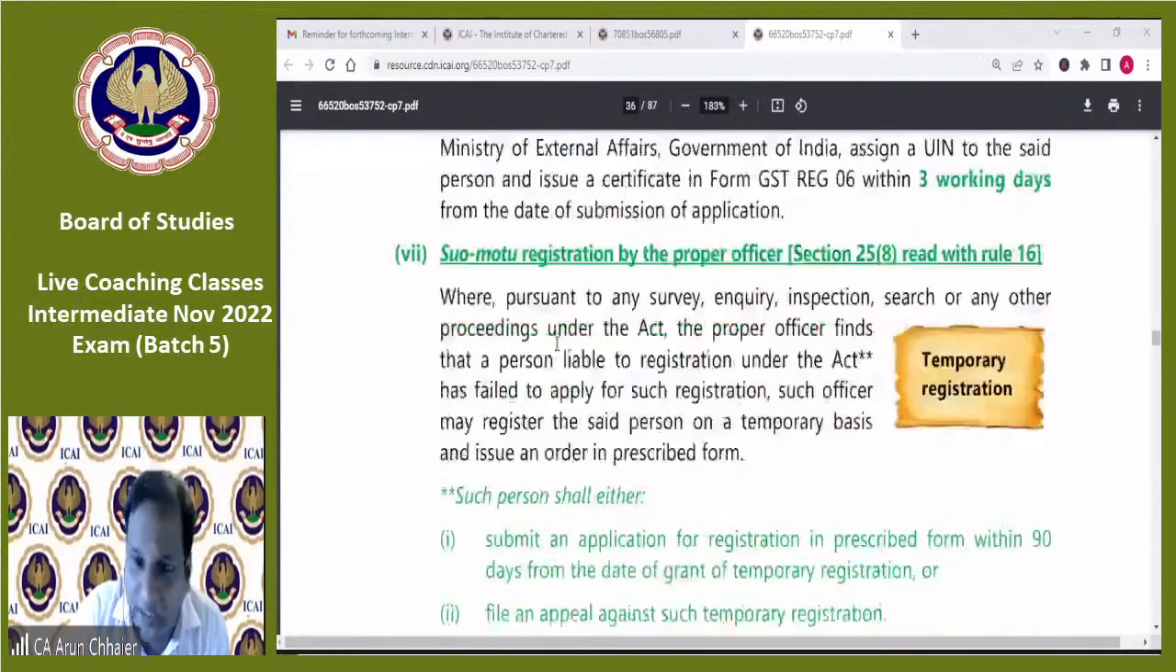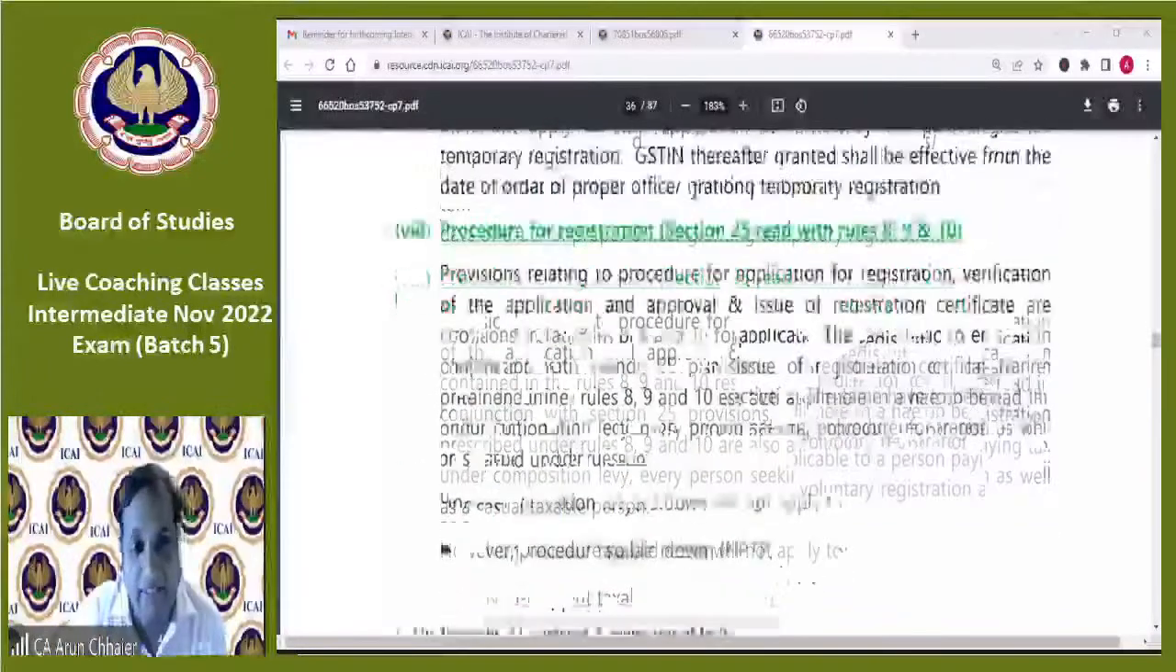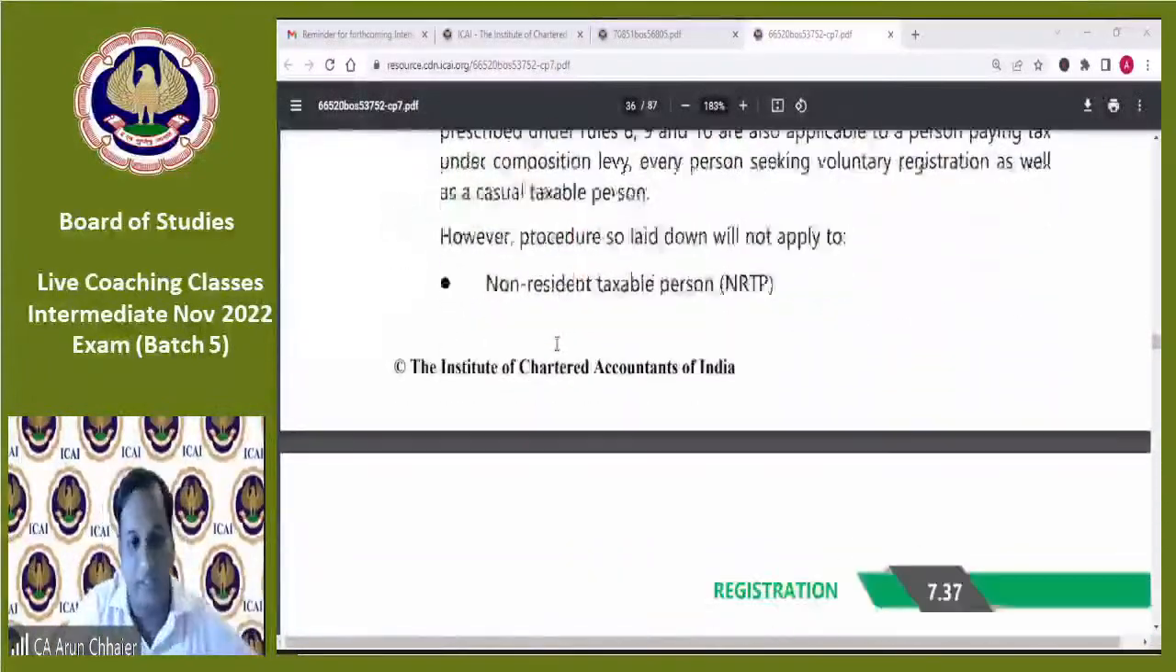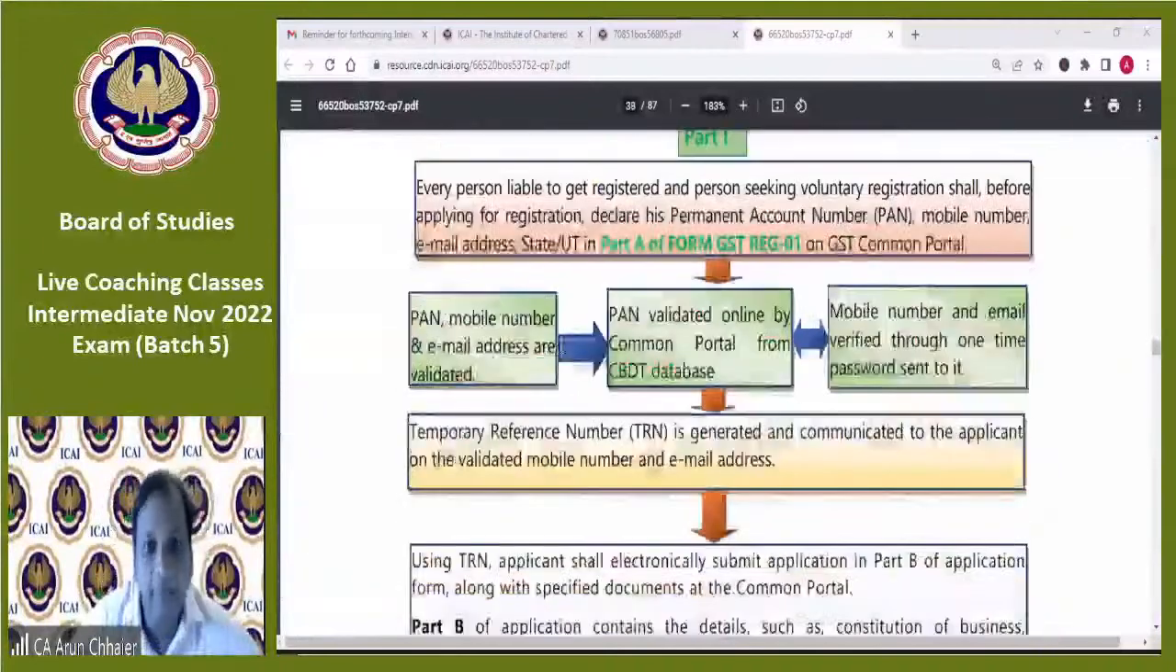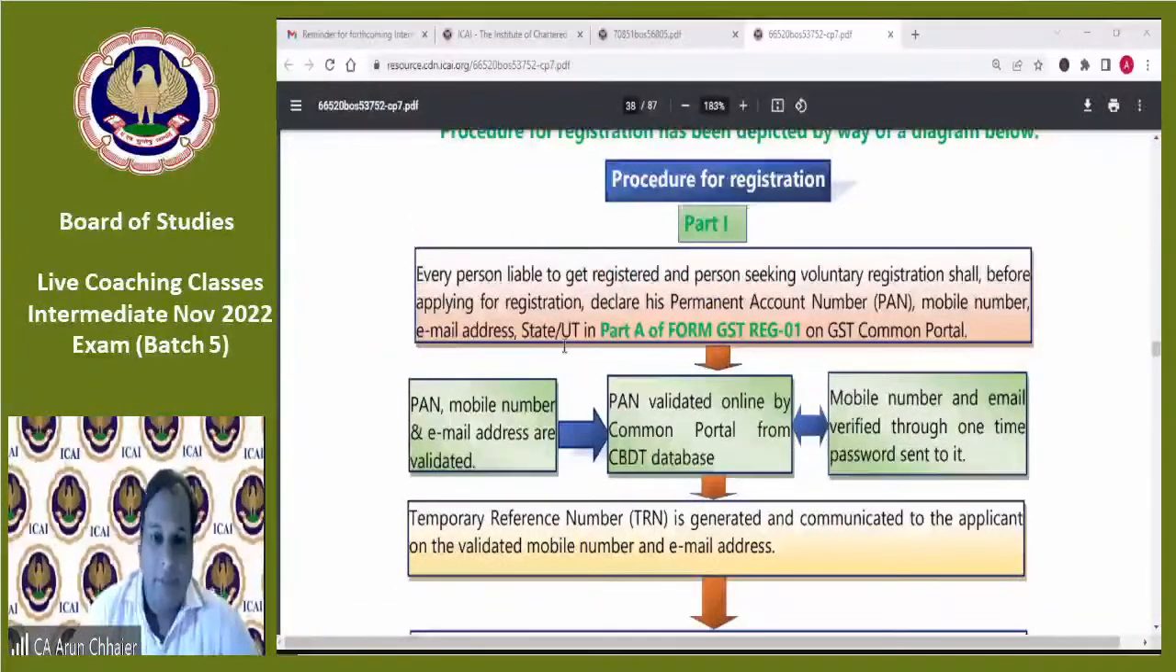So motor registration yesterday, last class we have discussed. Now we are moving to the procedure for registration. Now that is important. So now, what is the procedure for registration?